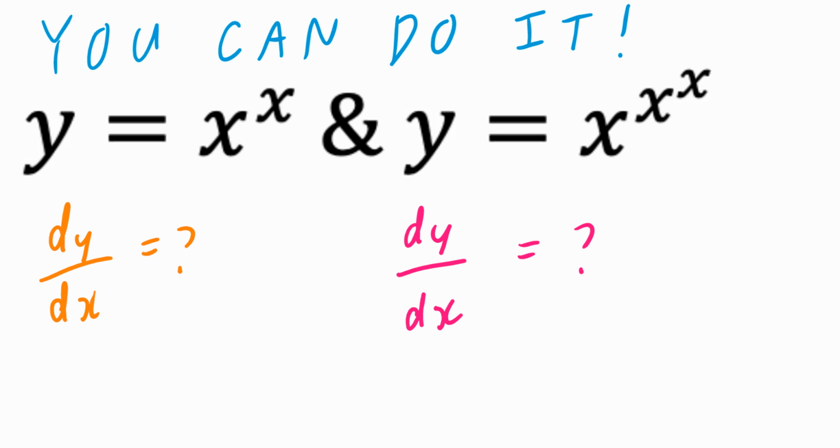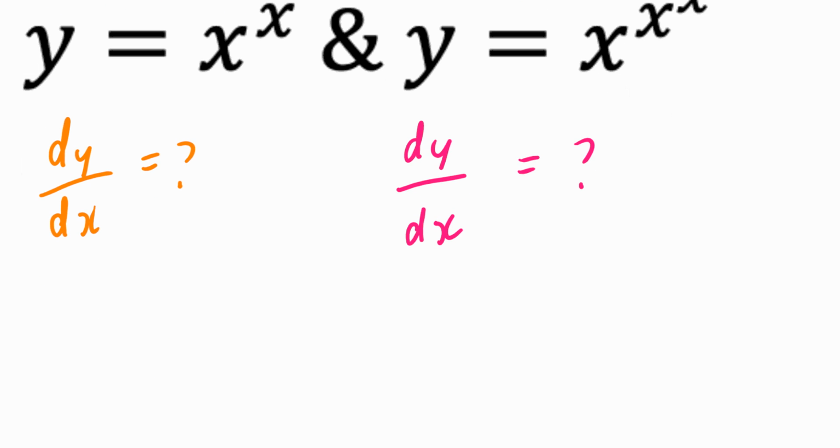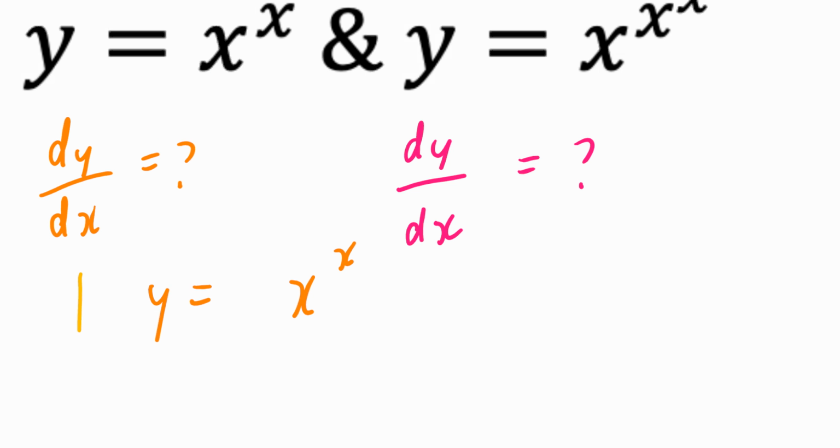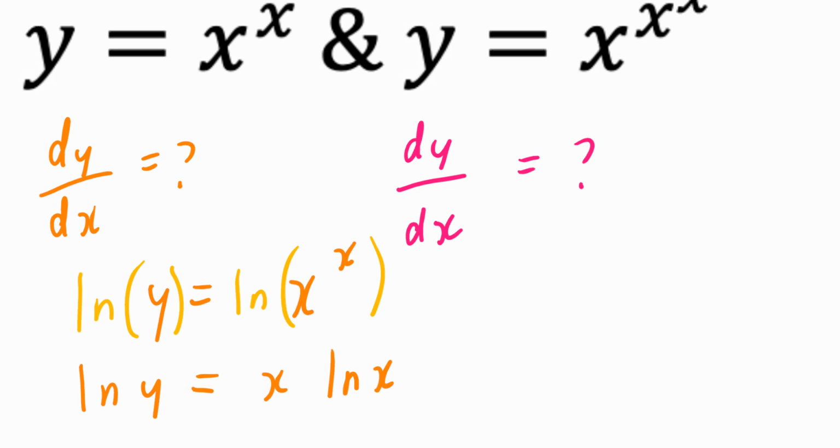Now, let's start with the first case. y equals x to the power of x. On both sides, what you can do is take the ln of y, which equals the ln of x to the power of x. Again, one of the properties of a logarithmic function states that the exponent can be brought to the front. So on the right-hand side, this equals x times ln of x.